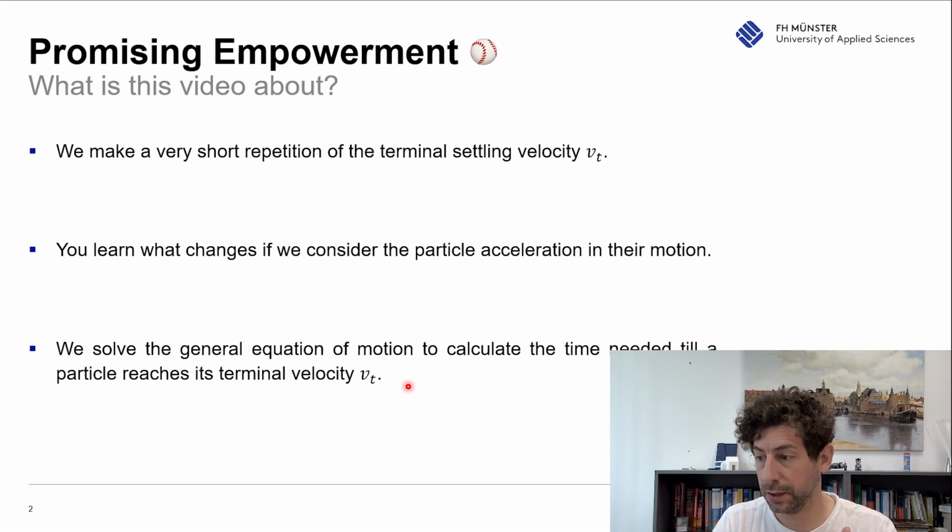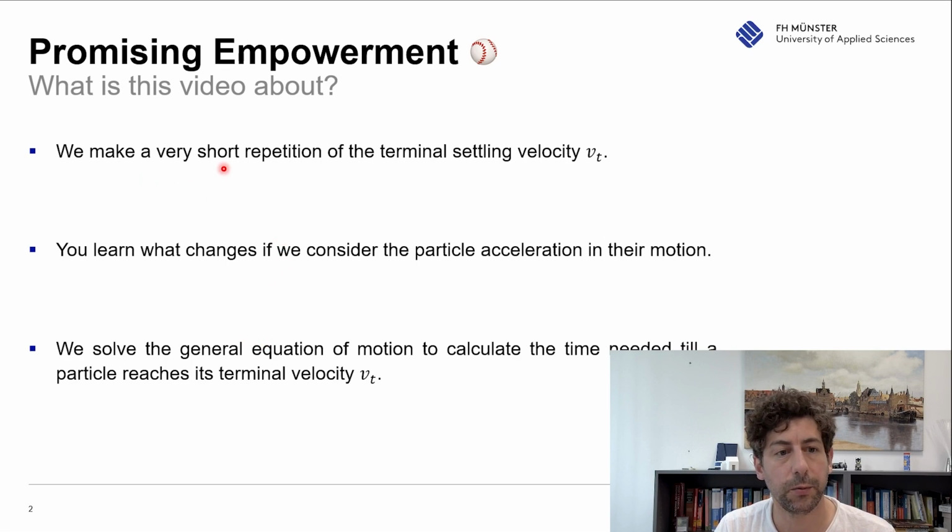Because there is a certain time the particle needs to accelerate, and then the particle stops accelerating and has a final terminal velocity. And we will use the equation to calculate this time. So this will be a rather theoretical video, but I think in the concept of particle motion it's also important to look a little bit more detailed into the theory.